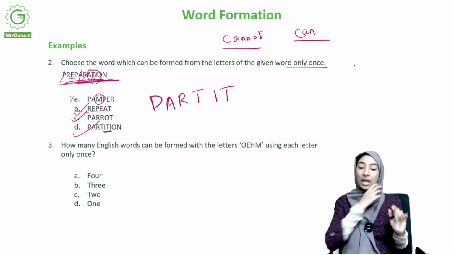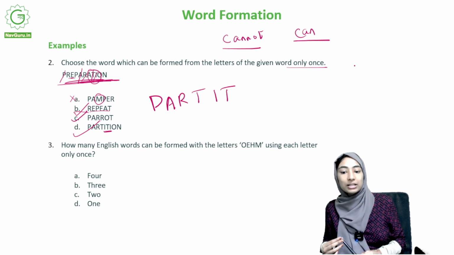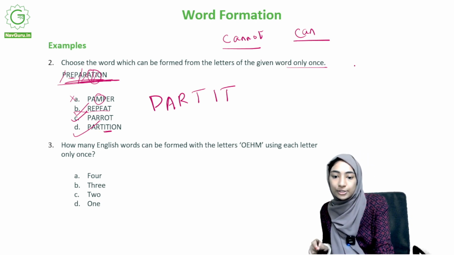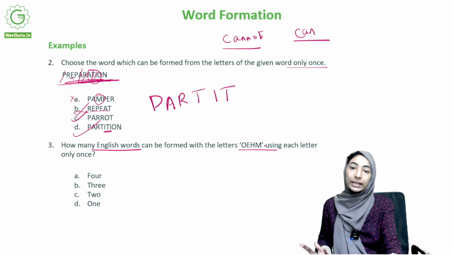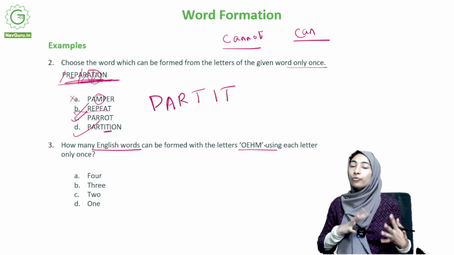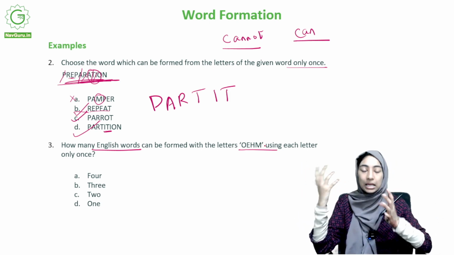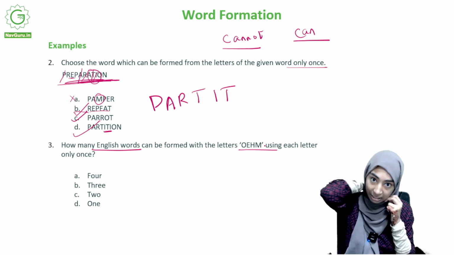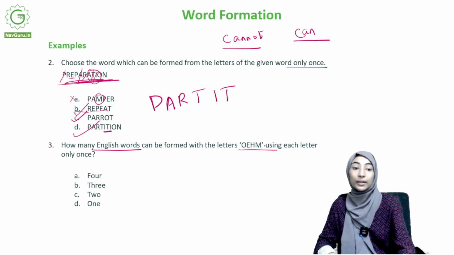So that doesn't work. Now, how many English words can be formed with the letters O, E, H, M using each letter only once? Okay, now the thing that you need to notice here is it says English words. To look at how many combinations of OEHM you have, you use permutations and combinations in maths, right? But that's not what we're looking at. We need to see how many English words can be formed. Basically what we mean is meaningful English words. We need to find that.